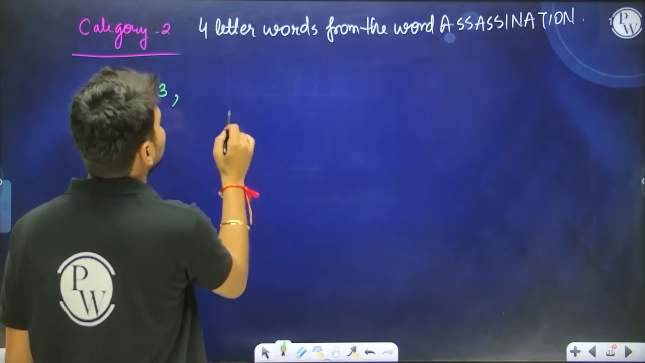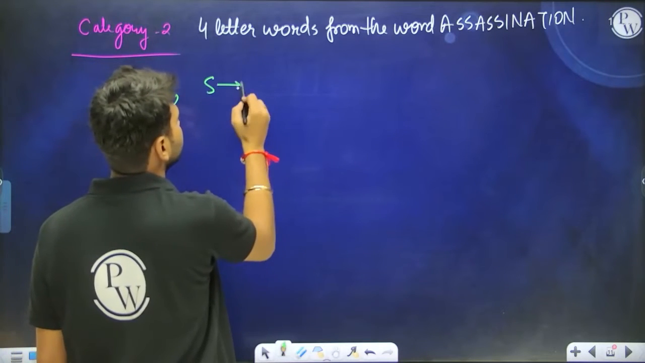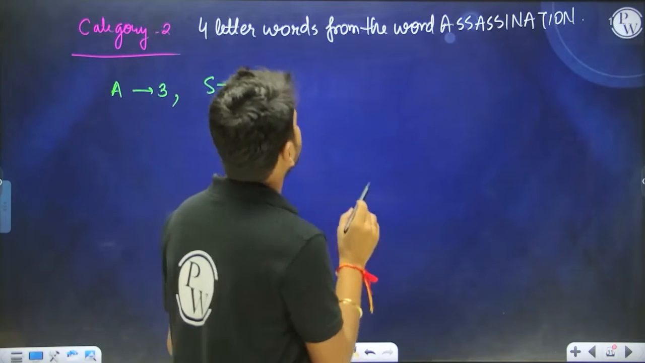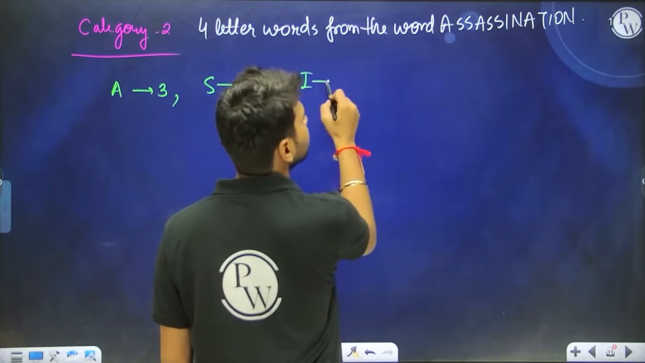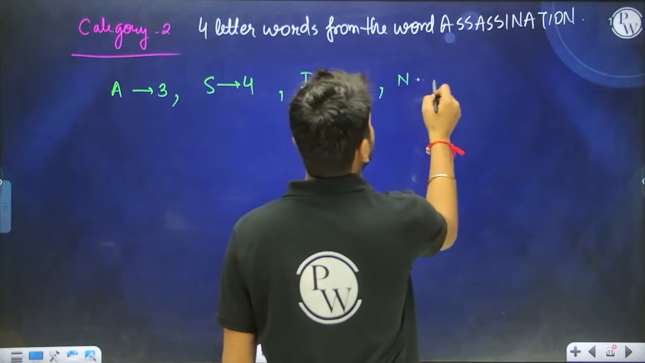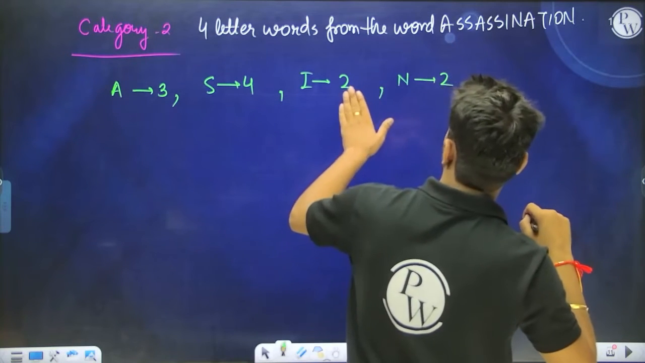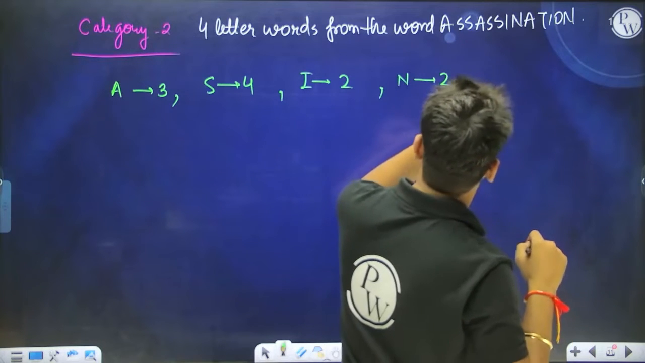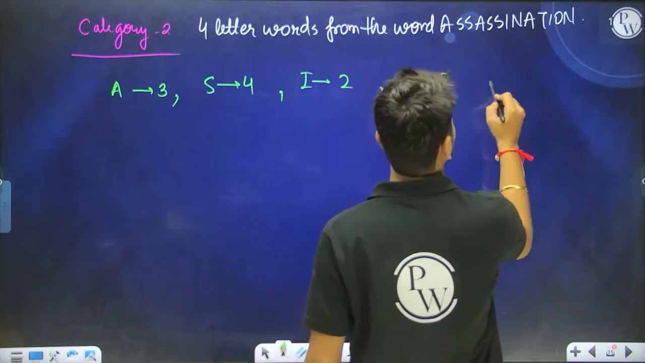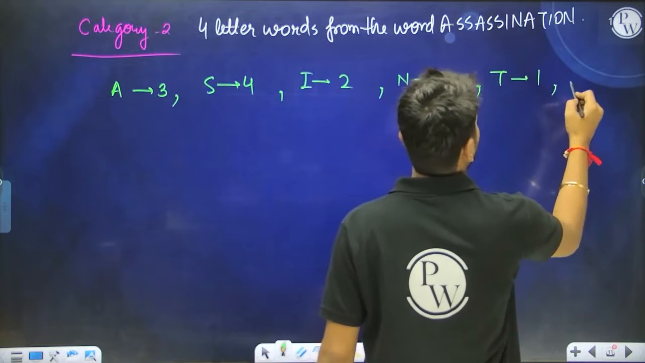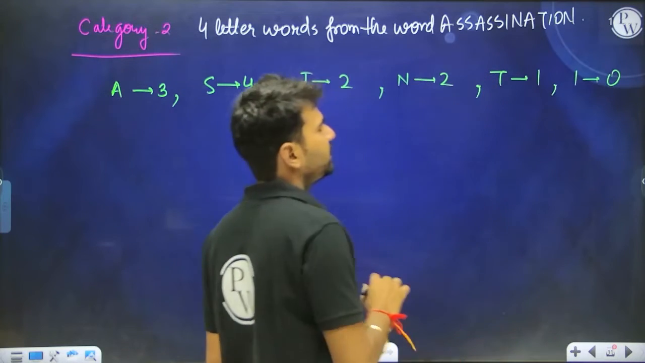Okay, how many S are there? So 4 S are there. Okay, how many I's are there? I's are 2 in number. Okay, how many N's are there? N's are 2 in number. Okay, so this is 7 to 9 to 11, then 1 T, then 1 O, right? Okay, these are the things we are having.